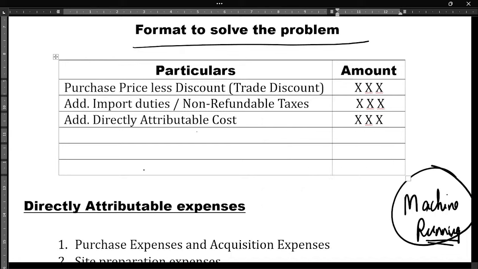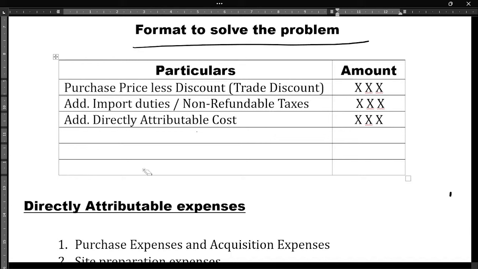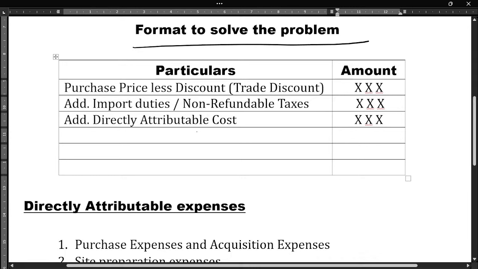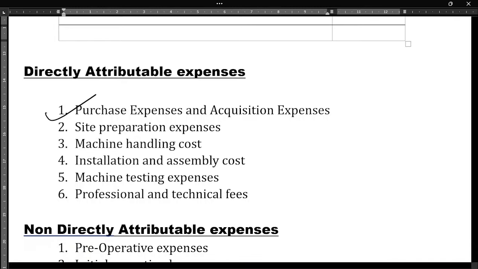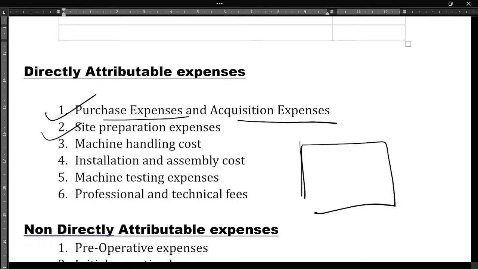We need to add that. So what are the directly attributable expenses? They are purchase expenses or acquisition expenses, the expenses that arise while purchasing the machine. Then site preparation charges. In order to install a new machine, you should make the land flat, do some site preparation. Those expenses are also considered directly attributable expenses.